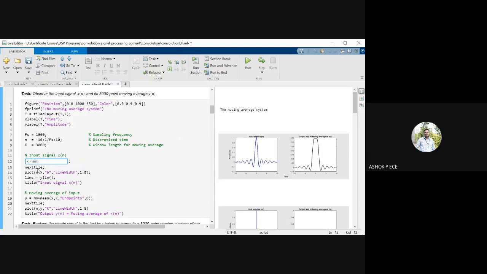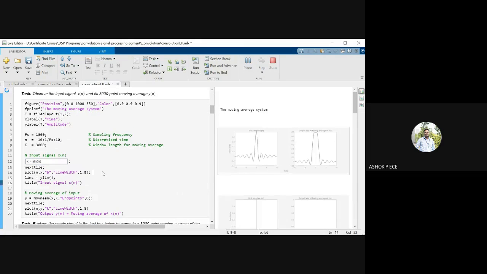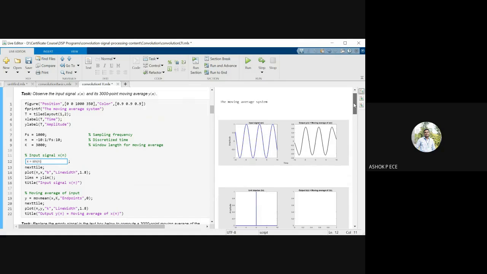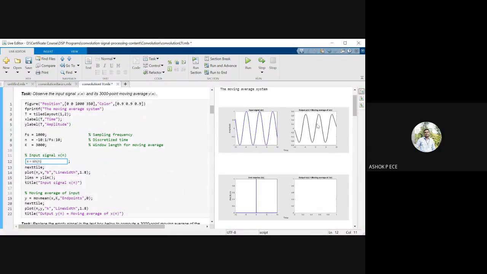if I give sine, will the answer be the same or different? Let's see, if I give sine of n, you can see the sine wave here getting changed. Able to understand? So you can give different inputs and see what the output is. And the output is an average function, so it will look closely like your sine wave only. And the unit impulse signal is here, and the output is going to be H of n.